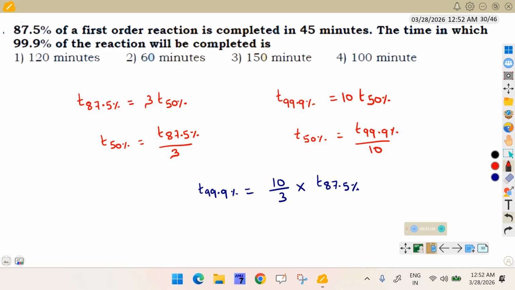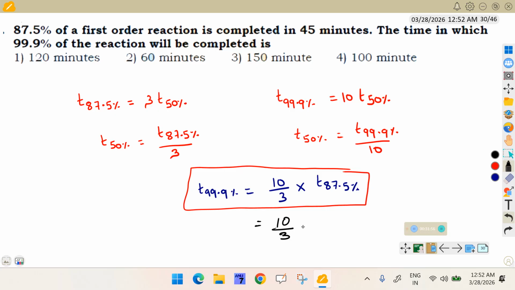87.5% of a first order reaction is completed in 45 minutes. The time in which 99.9% of the reaction will be completed is, for a first order reaction, the relation between T 99.9% and T 87.5% is T 99.9% equals 10 by 3 into T 87.5%. What is the value given? 45. Simplify: 450 by 3, value 150. Correct answer is first option. Sorry, third option.